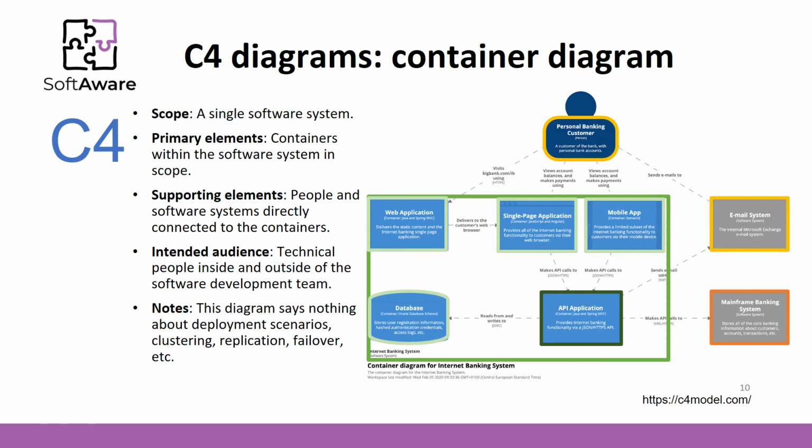In this modeling part, the primary elements are containers within the software system in scope. Supporting elements are people and software systems that are directly connected to the containers. The intended audience consists of only technical people inside or outside of the software development team, including software architects, developers, and support staff. Here, additional diagrams could be added, so-called nodes. However, nodes say nothing about deployment scenarios, clustering, failover, and so on.